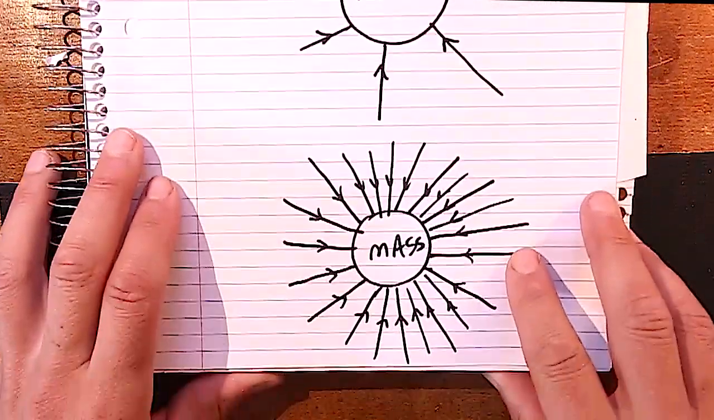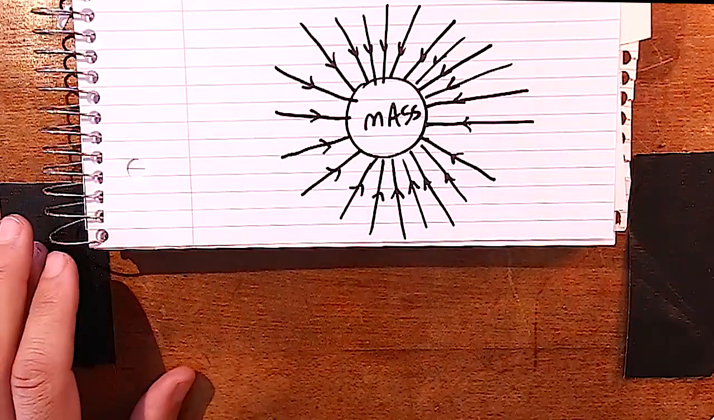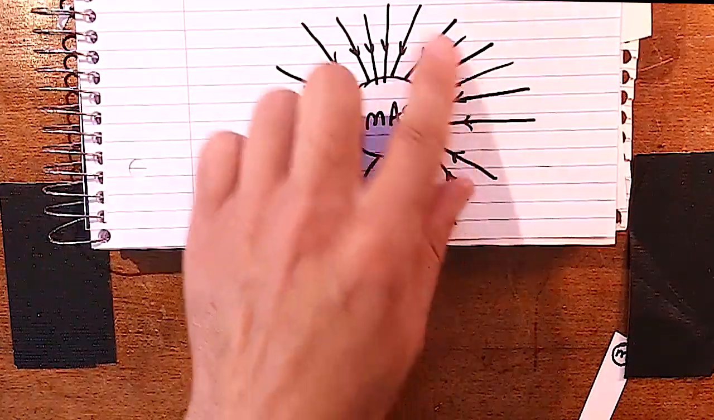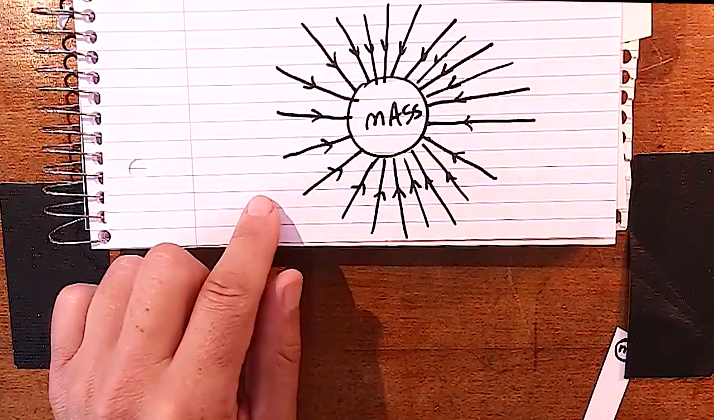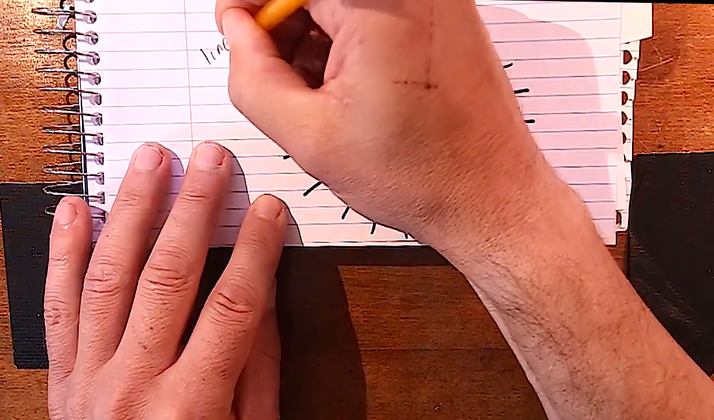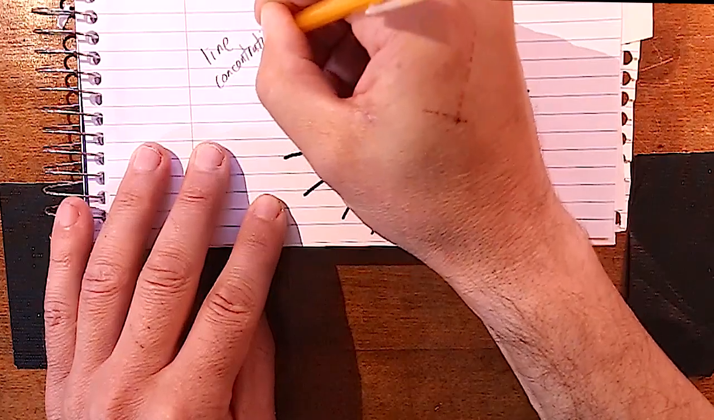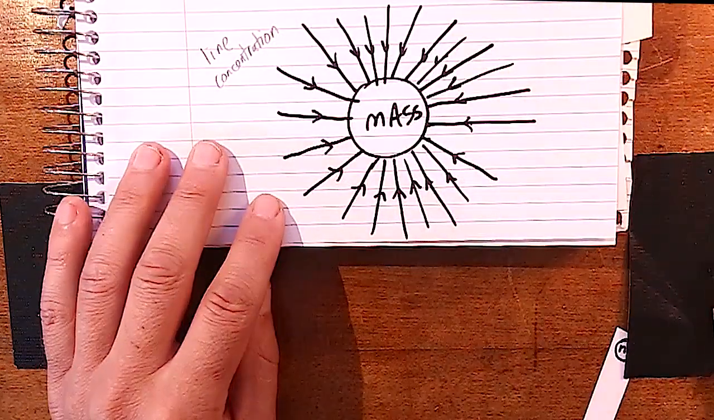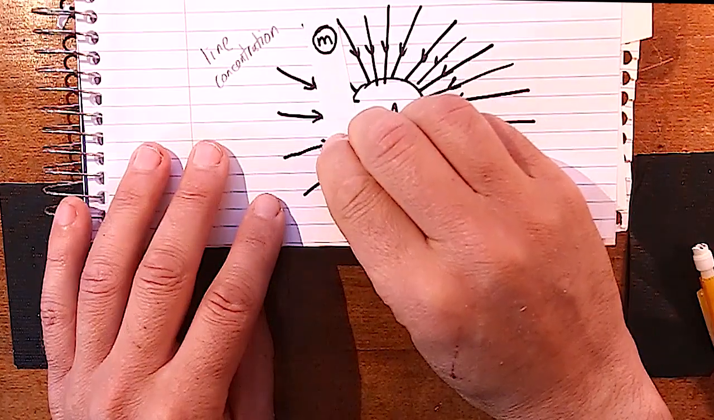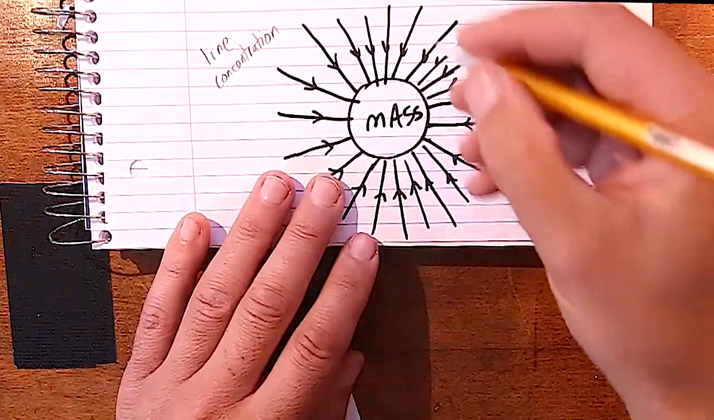Well, what happens if we have a much larger mass and therefore a much stronger gravitational field? Well, the way that we draw that is with more lines. So the concentration of lines, which is called flux, tells us how strong the field is. So here we can see that the lines are closer together, so this mass would have a much greater force on it.